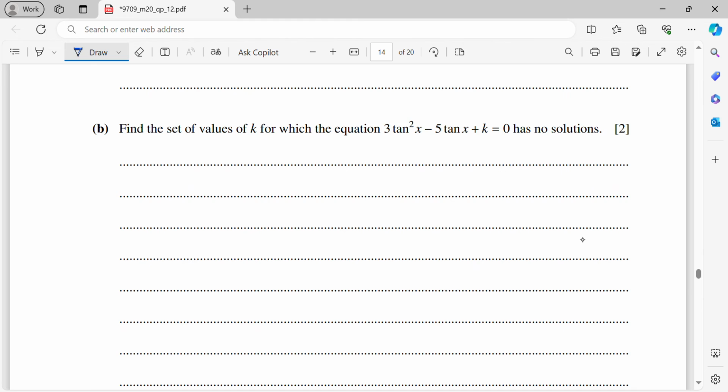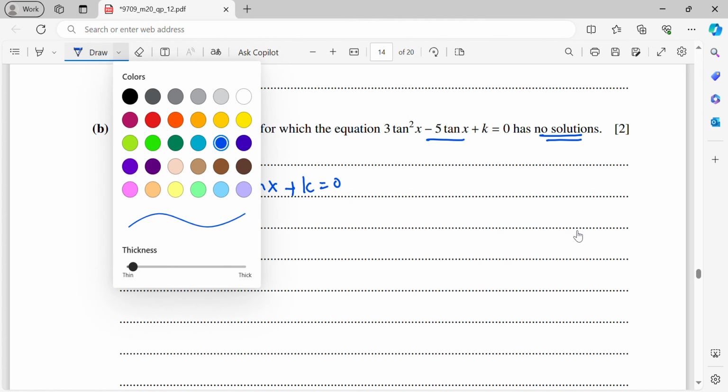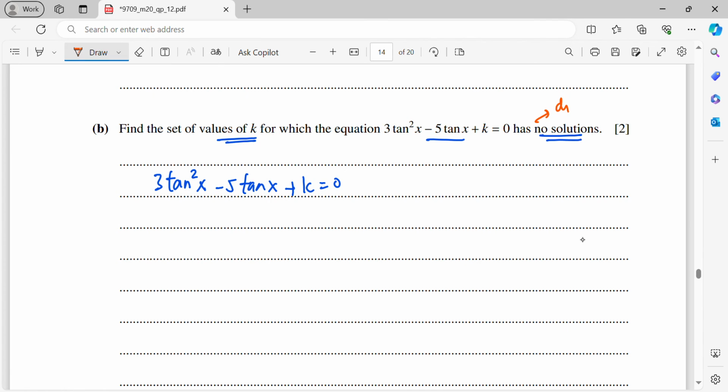Okay, B, find the set of values of k for which the equation has no solutions. So now 3 tan squared x minus 5 tan x plus k equals 0. No solutions means that the discriminant is less than 0. Okay, discriminant less than 0.